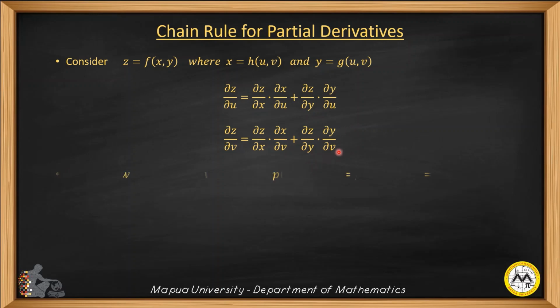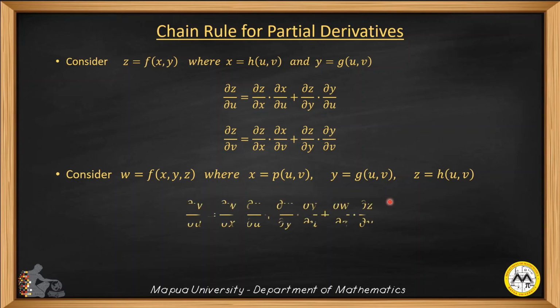And in case we have w a function of three variables x, y, and z, where x, y, and z are functions of u and v, then the partial derivative of w with respect to u would be equal to the sum of the following products. Partial derivative of w with respect to x times the partial derivative of x with respect to u, plus the partial derivative of w with respect to y times partial derivative of y with respect to u, plus partial derivative of w with respect to z times partial derivative of z with respect to u.